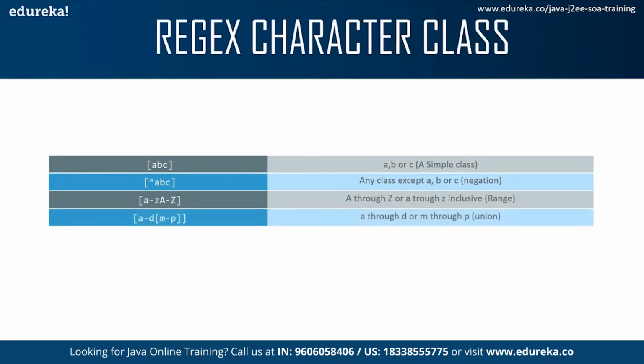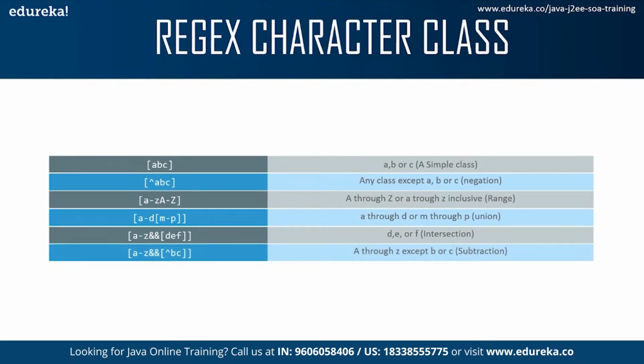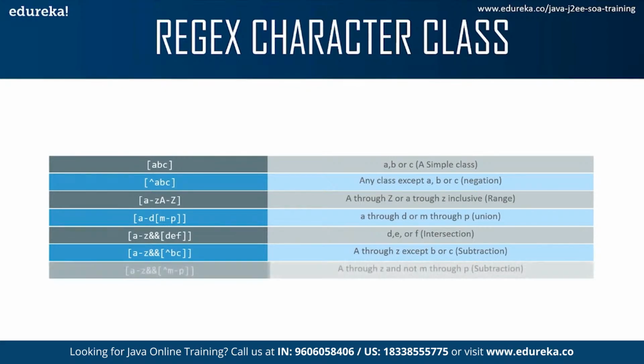Next, it has [a-d[m-p]], that is a union, a through d or m through p. Next you have [a-z&&[def]], d, e or f, which is an intersection. And next you have [a-z&&[^bc]], a through z except for b and c, that is a subtraction, where you have to negate b and c. And the last one is [a-z&&[^m-p]], a through z and not m through p.